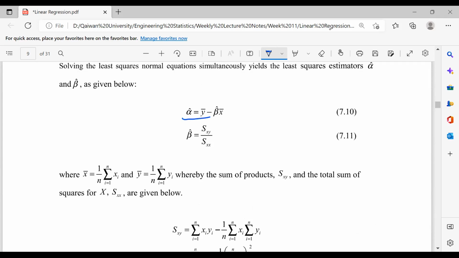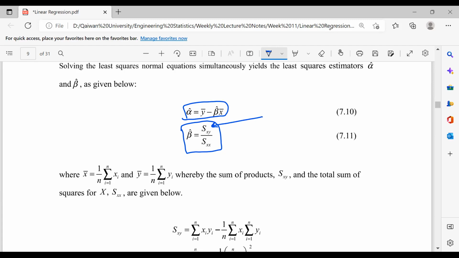We say alpha hat is y bar minus beta hat x bar. So you must first find beta hat. Then beta hat is S_xy divided by S_xx. From the given data, we can get S_xy and S_xx. And in the given data, we have a list of data for x and a list of data for y. From each, we can get x bar and y bar. x bar is the sum of all x data divided by the number of data. And y bar is the sum of all y data divided by the number of data of y.